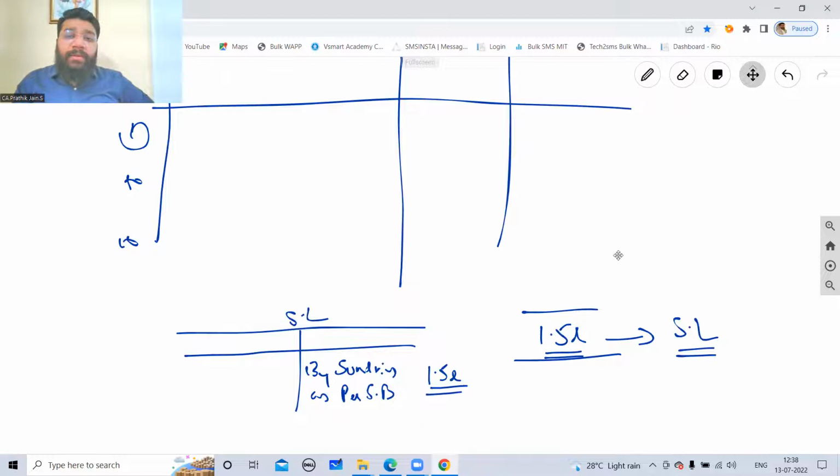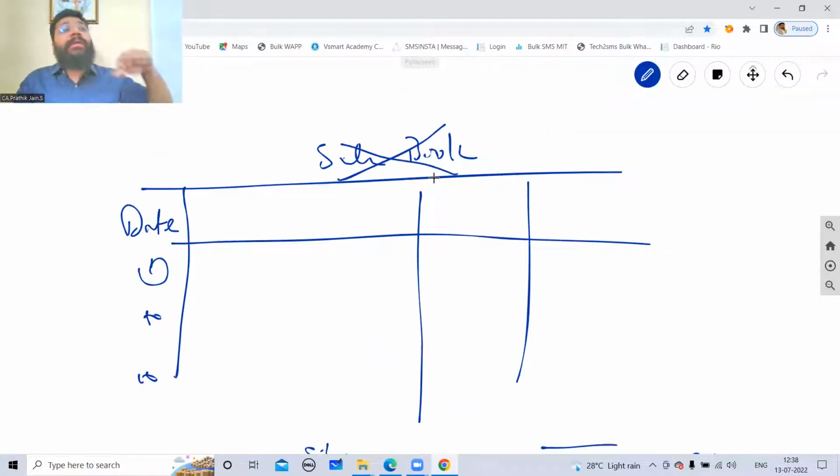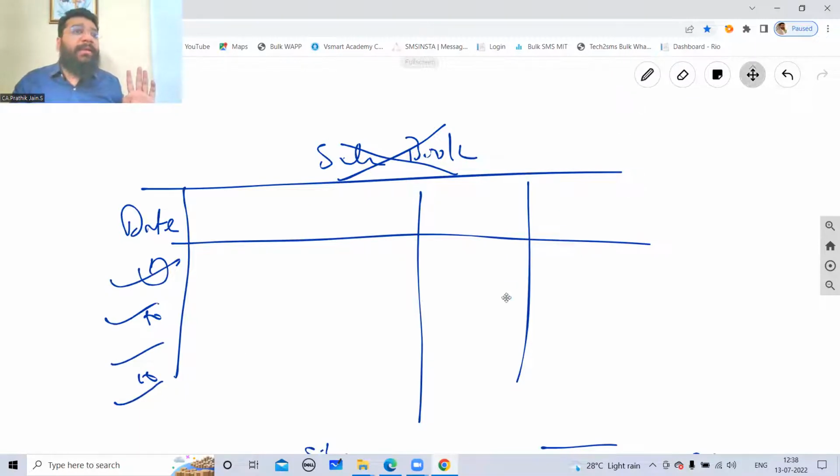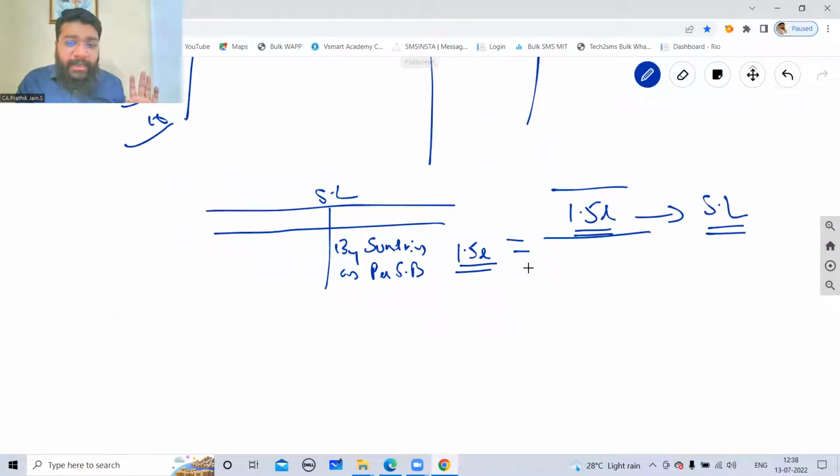Now just imagine, had you not created the sale book, had you done a normal journal entry, then for each of the 10 entries, you would have to do 10 postings in the ledger. To save time, what did we do? We created a sale book where all the information was captured and one single entry was recorded in the sales ledger. When did we record this 1.5 lakh? When the sale was done.